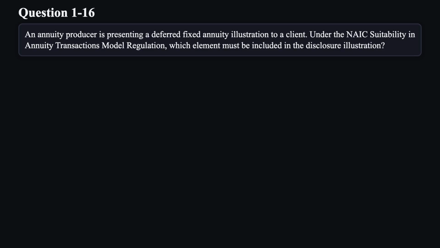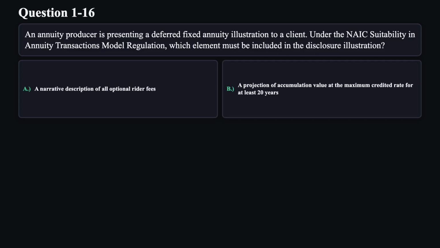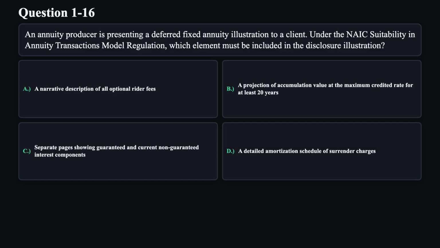Under the NAIC Suitability in Annuity Transactions Model Regulation, which element must be included in the disclosure illustration? A. A narrative description of all optional rider fees. B. A projection of accumulation value at the maximum credited rate for at least 20 years. C. Separate pages showing guaranteed and current non-guaranteed interest components. D. A detailed amortization schedule of surrender charges.